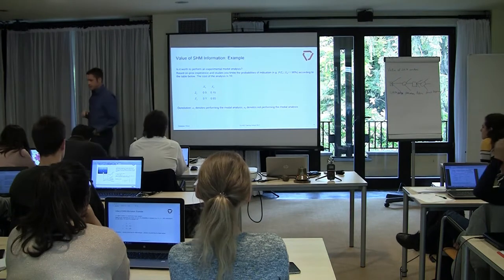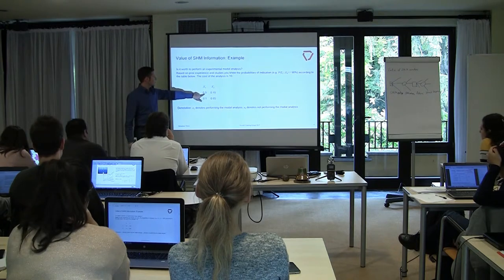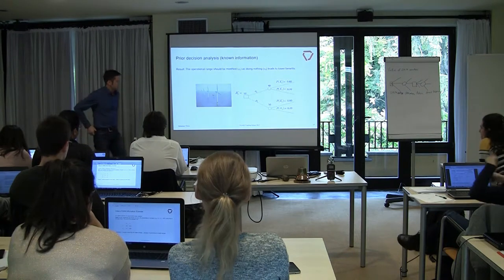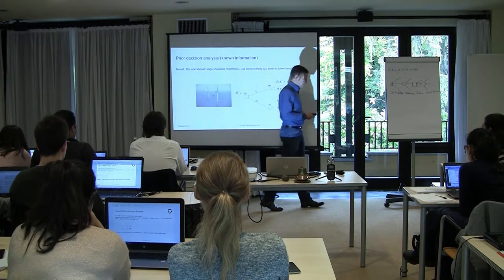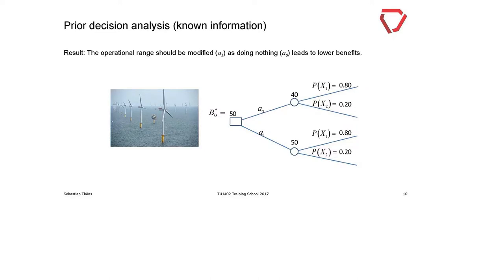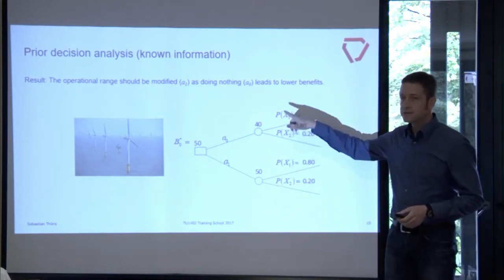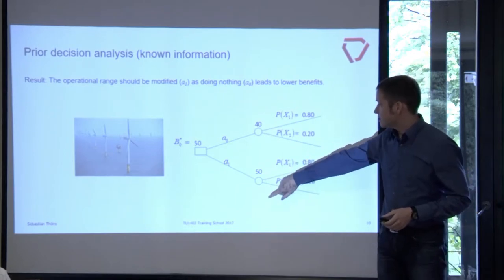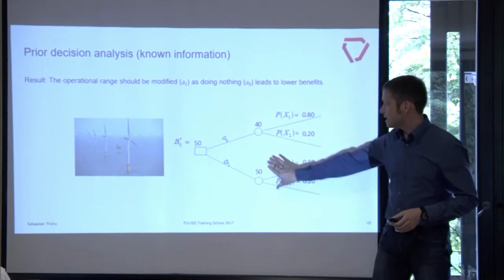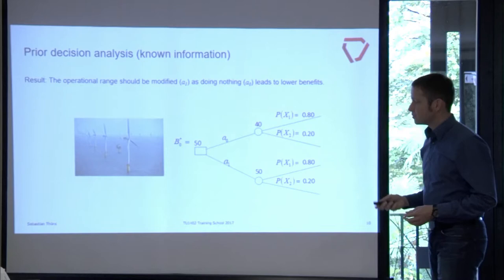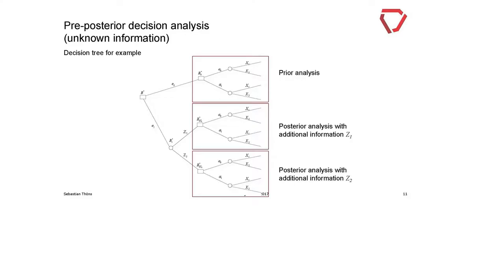Okay. So we can do model analysis, and the model analysis indicates the proper system states with high probabilities, but there's also a probability of false indication here. And we have a cost of 10. So we can readily do a prior decision analysis. We have the probabilities of our system states and the consequences, and by the calculus we have just seen, we can calculate the expected benefits here and here, and we take the maximum, because we are maximizing the benefit. So we just take the 50 here, this is our B0. Okay, so this was this part.